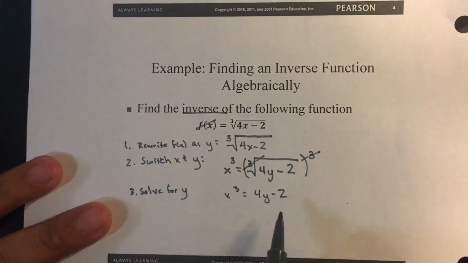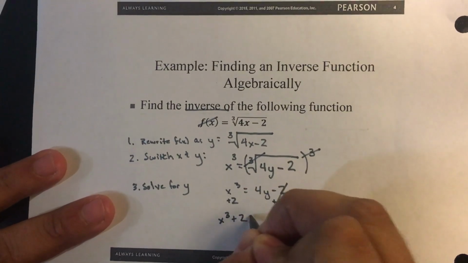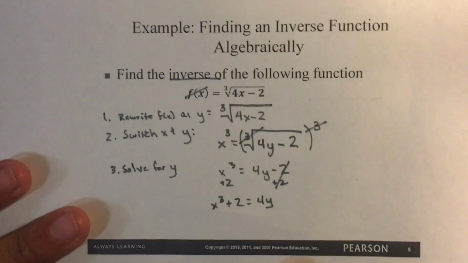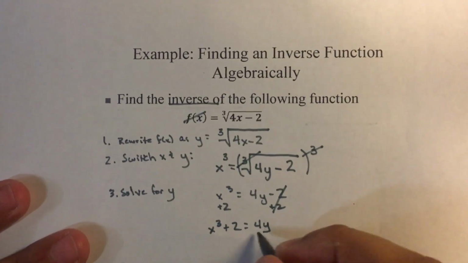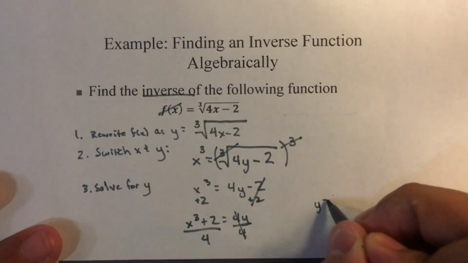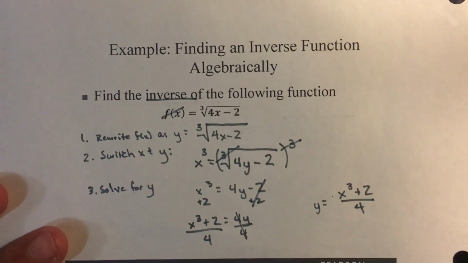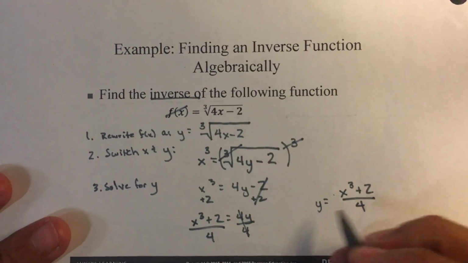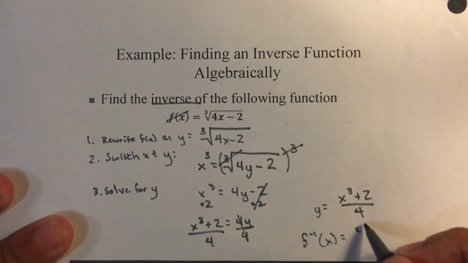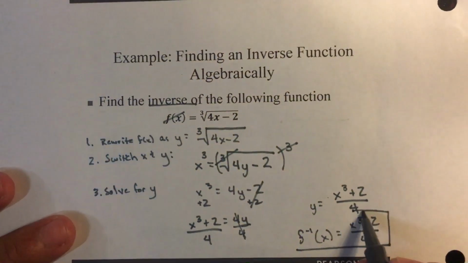Okay, again, the y is still not by itself, so add 2 here, add 2 here, and I'm left with this equation. And now, again, the y is still not by itself, so divide by 4, divide by 4. So I will be left with y equals (x cubed plus 2) over 4, which, again, I can't just write like this. I have to write the inverse. And this right here would be my final answer.